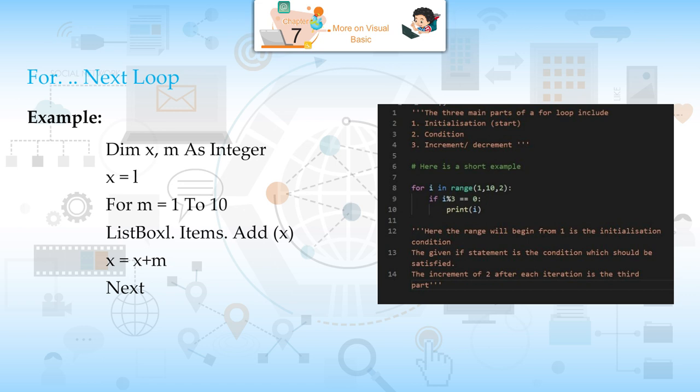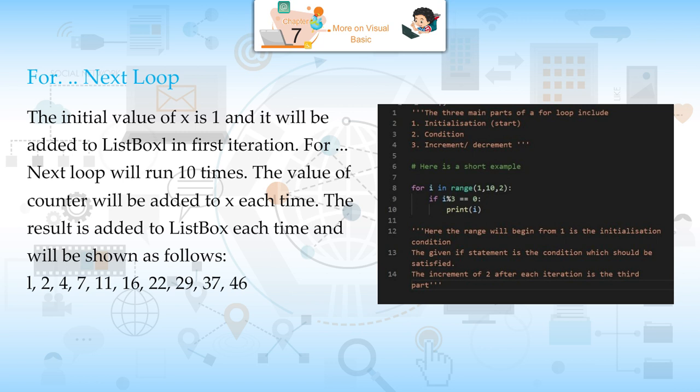Example: Dim x, m as Integer, x = 1. For m = 1 to 10, ListBox1.Items.Add(x = x + m). Next. The initial value of x is 1, and it will be added to the list box in the first iteration.